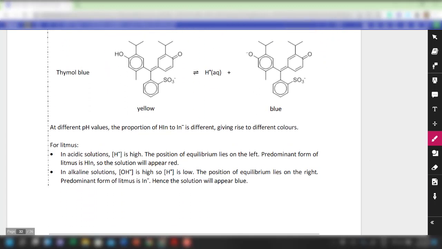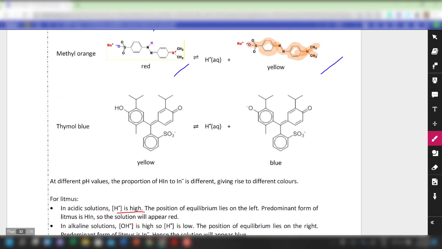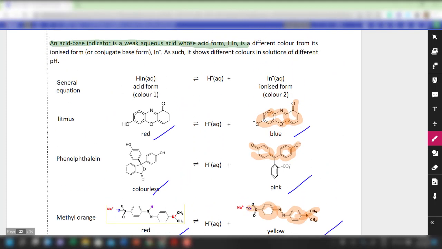Then for litmus, when the concentration of H+ is high, the position of equilibrium will shift to the left, so you get the red form. This is the red form that you get.